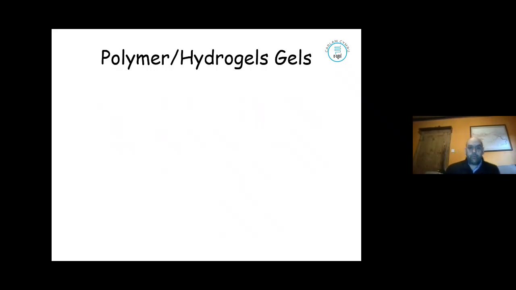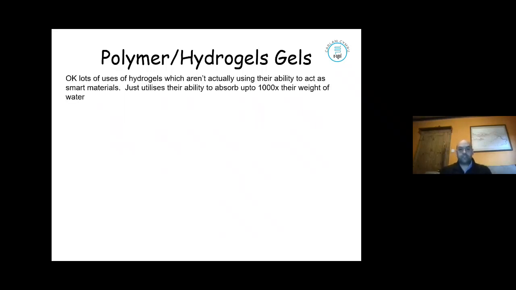And then another smart material are our hydrogels. They're also known as polymer gels. And there's not much to know about these materials really, other than, well, what's their property? Well, their property is they absorb water. And when I ask my pupils what's the property of a hydrogel, and they say they absorb water, well, so does tissue paper, so does a sponge. It's how much water they absorb. It's 1,000 times their weight of water.